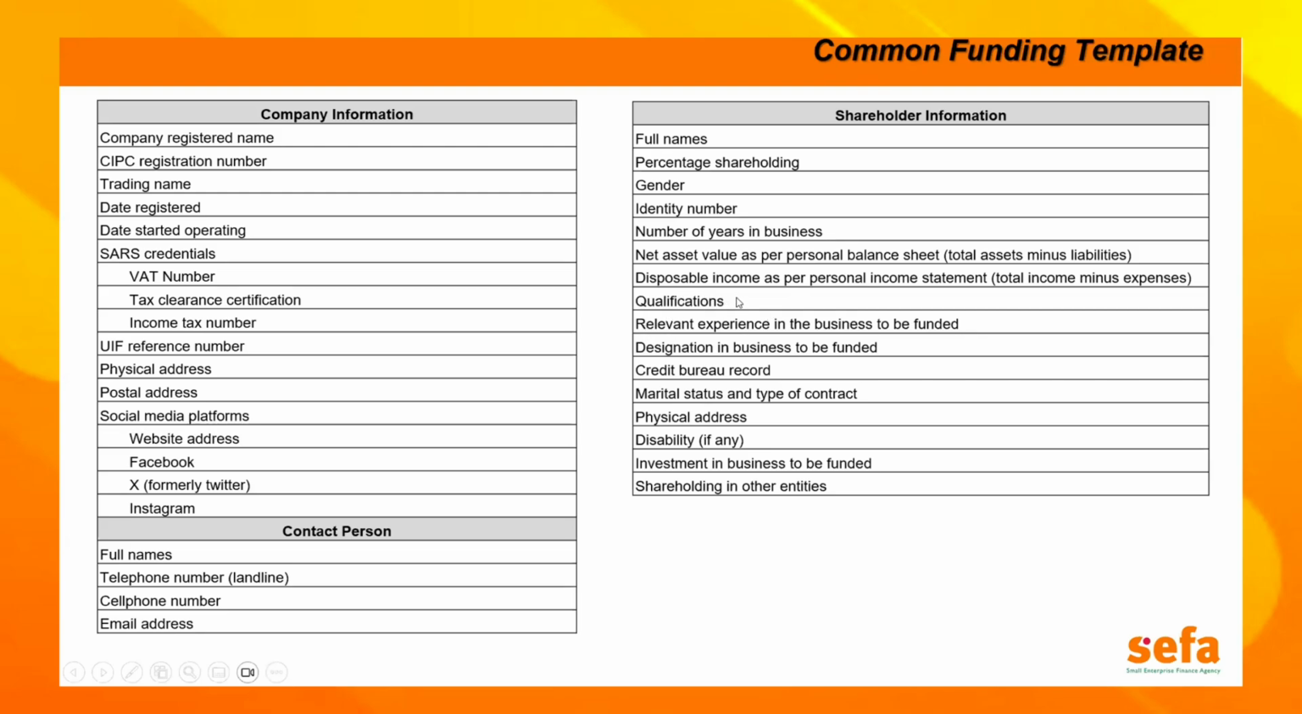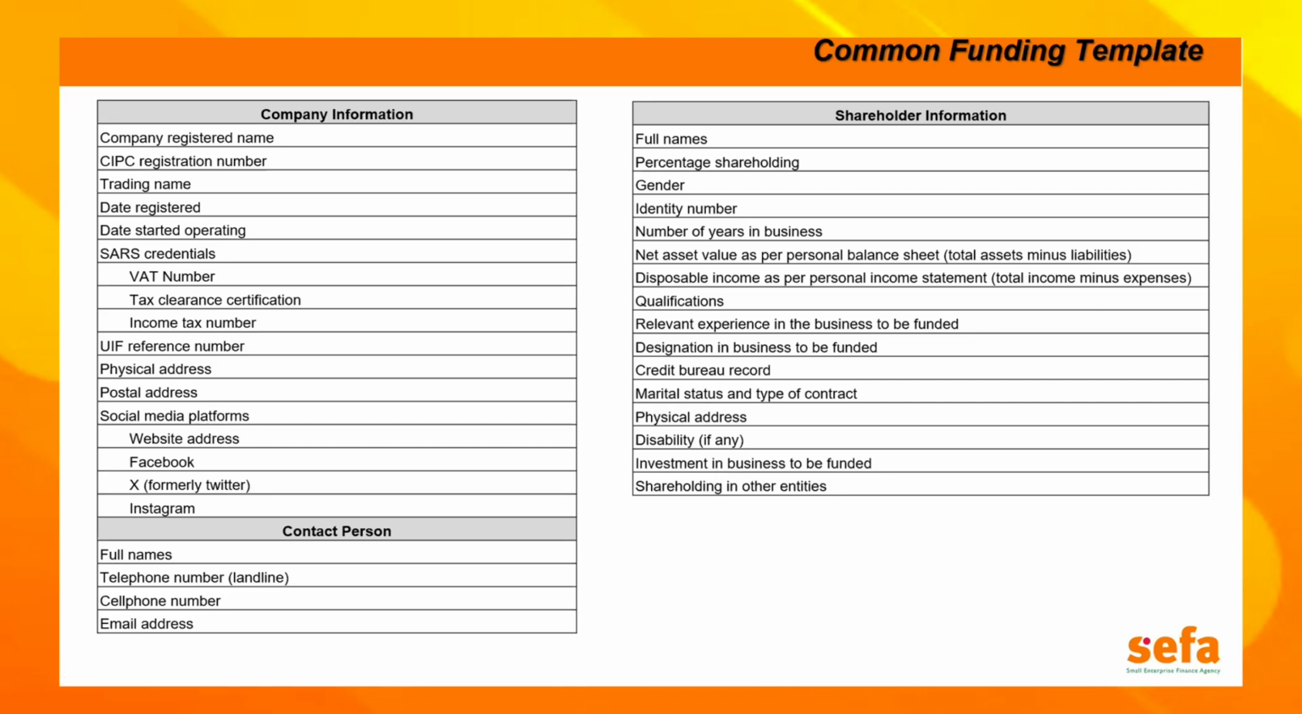Depending on the kind of business, for certain types of businesses the qualification has to link with the kind of business that you'll be running. The relevant experience in the business to be funded, the designation in the business to be funded, whether that shareholder is a director or maybe they're just a shareholder and not playing a part in the business. The credit bureau record, marital status and the type of marriage contract that you've got, the physical address, whether a shareholder has any disability, investment in the business to be funded. This is very important as well.